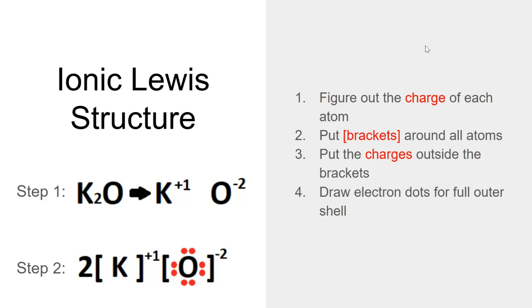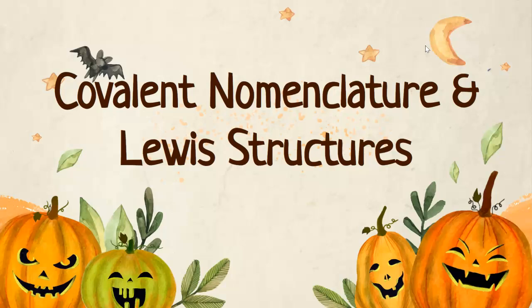You put brackets around all of your atoms. So brackets around K, brackets around O. Put the charges on the outside of the bracket on that top right area. Make sure you put how many of each atom you have at the front, and you draw your 8 valence electrons around your anion to show that it has a full outer shell.